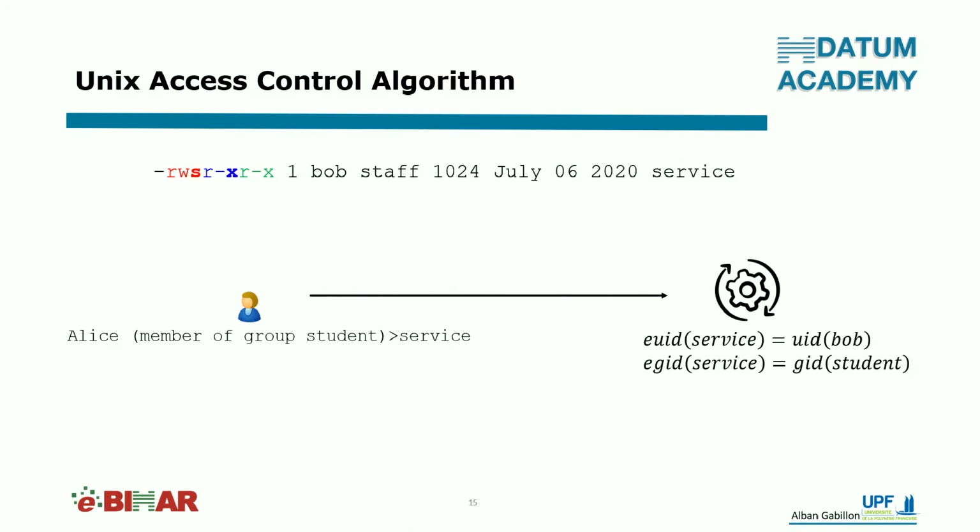So this is the same example as before, but this time Bob has set the setUID flag of file service. What will be the protection domain of the process created by Alice from this program? Since setUID flag is set and not the setGID flag, then the protection domain of the process will be the pair UID of Bob and GID of Student. That is, the process inherits its privileges from the owner and from the active group of the user who created the process.